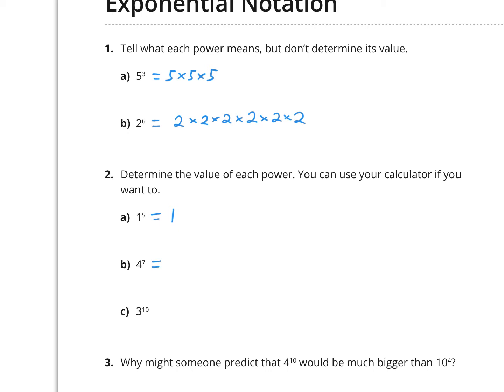When I plug in 4 to the power of 7 in my calculator, I end up with 16,384. And when I plug in 3 to the power of 10 on my calculator, I get 59,049.